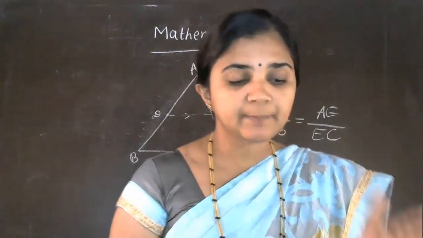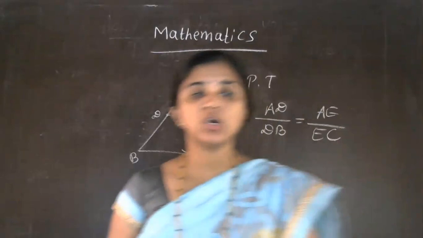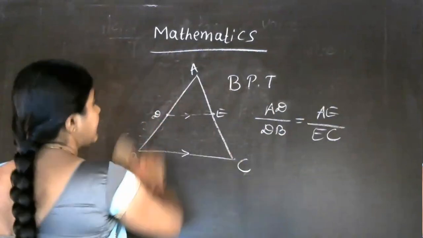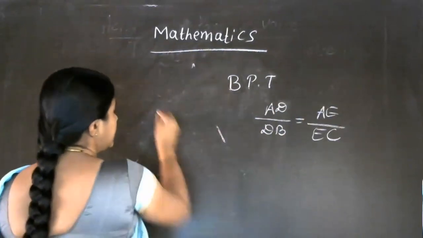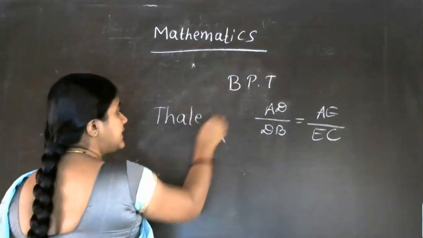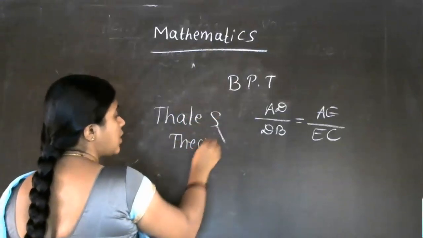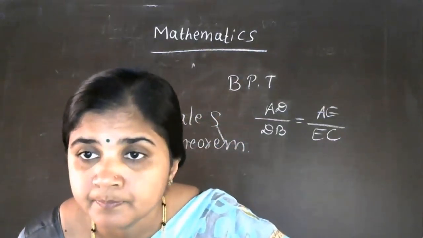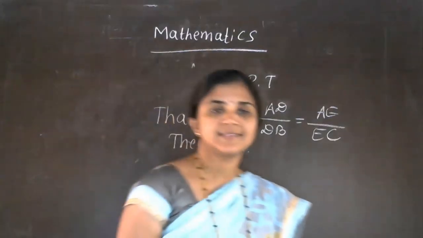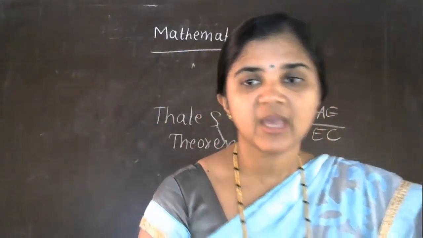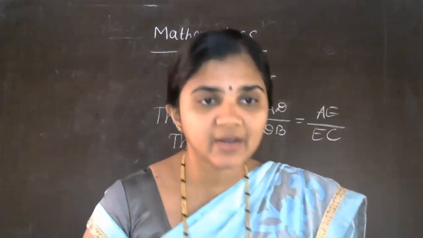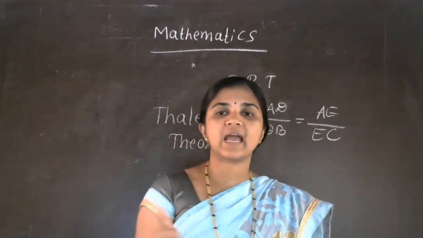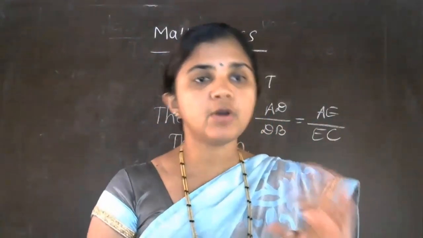So this basic proportionality theorem is also called Thales theorem. Why is this called Thales theorem? Thales, you know the mathematician, no? So Thales is the one who proved the theorem, that's why this is called the Thales theorem, basic proportionality theorem. So BPT theorem or Thales theorem.